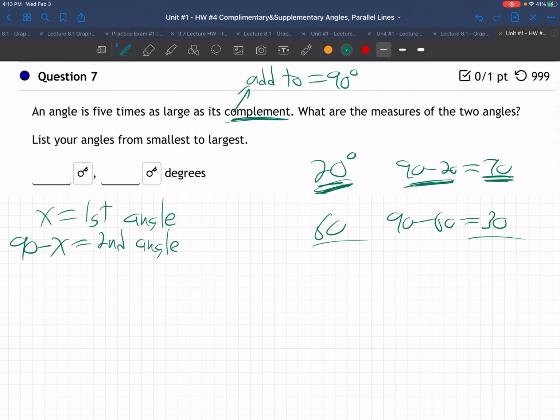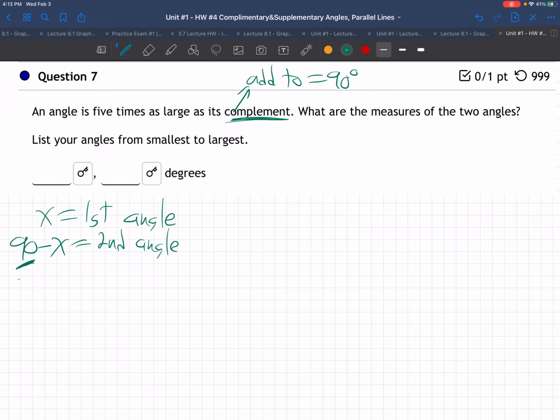A lot of students accidentally put x minus 90. And that's close but not right. Remember, you have to have the 90 in the front because that's the total of the two angles. You have to start with the bigger number, the total, and subtract x. So, okay, there's the formula that we start off with. X is the first angle, 90 minus x is the second angle.